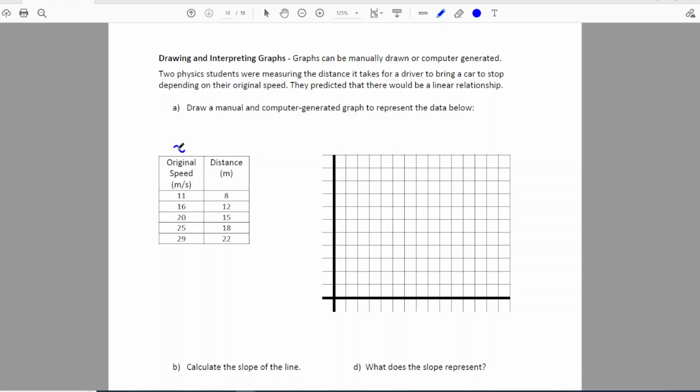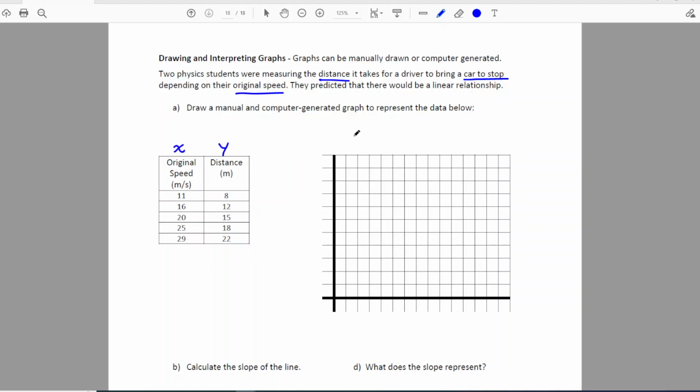This is always going to be our x-axis. This will always be our y-axis. So this is the effect of original speed on distance. Now, let's actually read the question so you know what I mean by that. Two physics students were measuring the distance it takes for a driver to bring a car to stop, depending on their original speed. They predicted there would be a linear relationship.